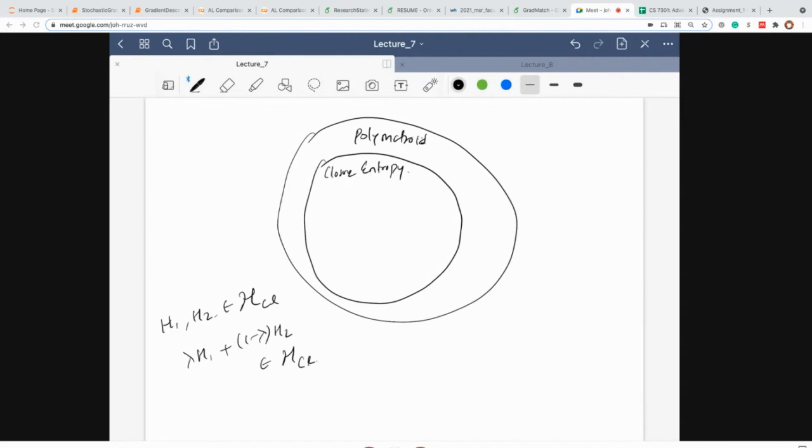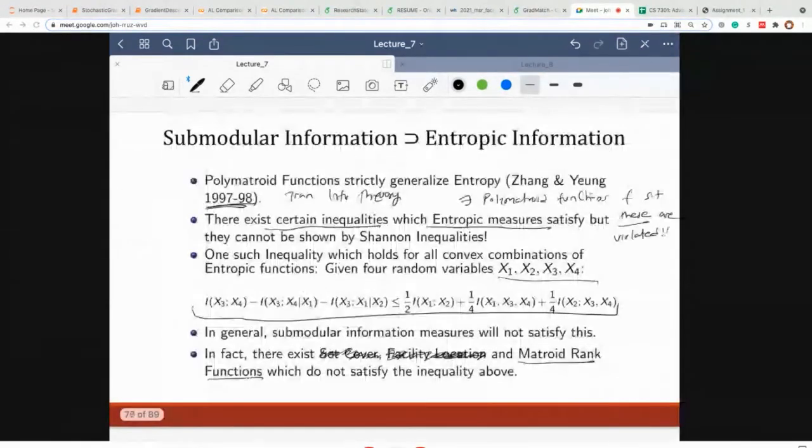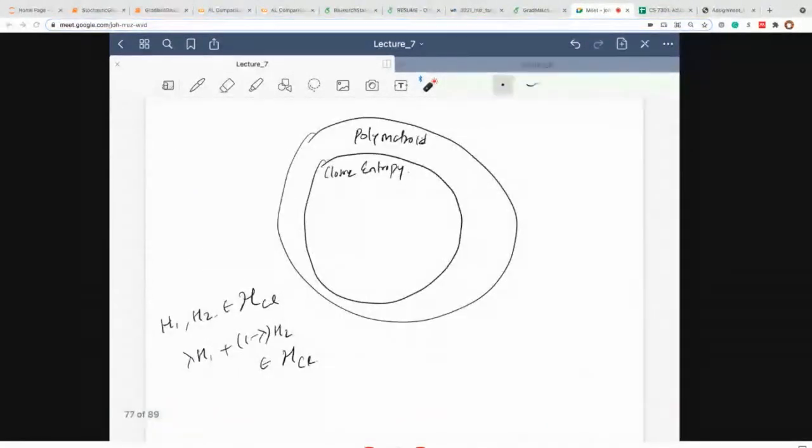The reason I'm calling it the closure of entropy is that entropy is actually not a closed set, it turns out. There are certain very simple functions that don't belong to the closure of entropy, and this is in Zhang and Yeung's 1997-98 paper. So within the closure of entropy, you have this somewhat open set, which is entropy.